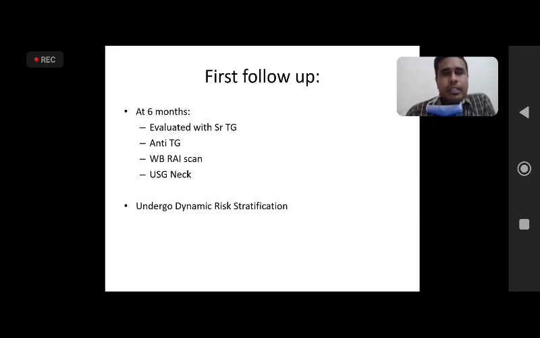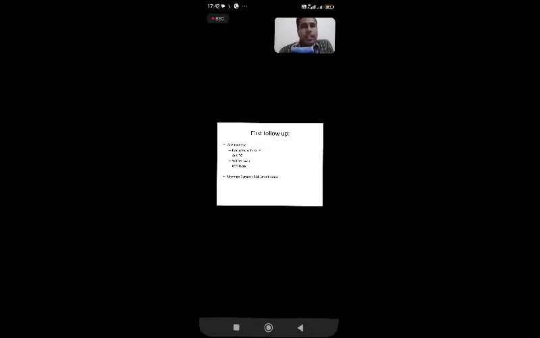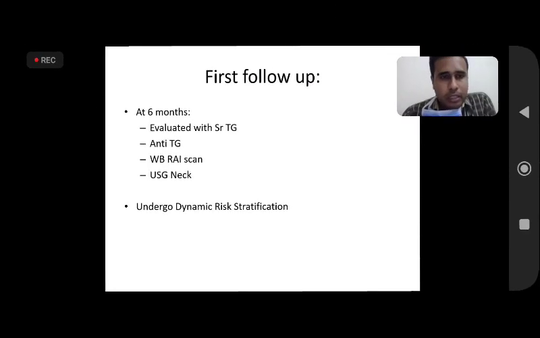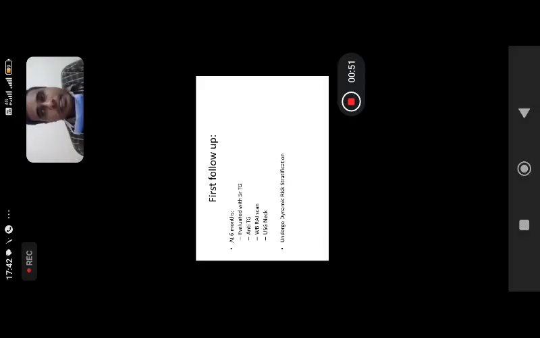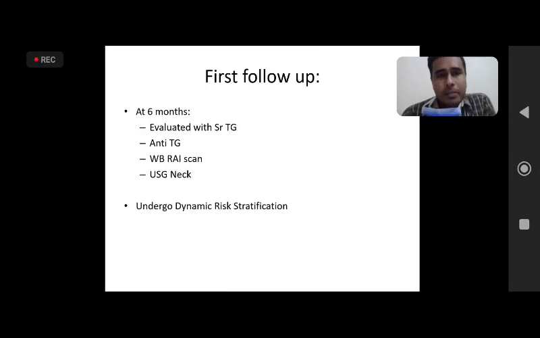At 6 months, we ask the patient to stop L-thyroxine and start an iodine restricted diet for 1 month. Once the TSH goes more than 30, we do a stimulated serum thyroglobulin. And also we look for anti-TG, because when anti-TG is raised, the serum thyroglobulin level becomes unreliable. So it is mandatory to check anti-TG also.